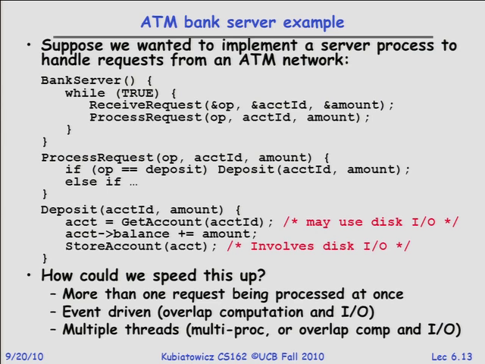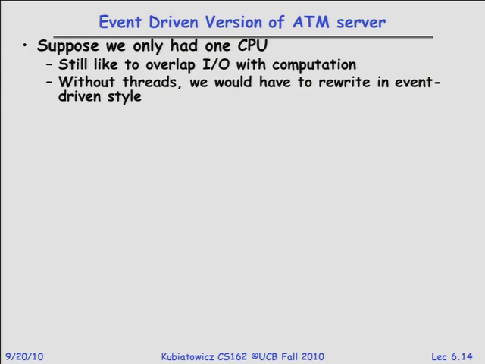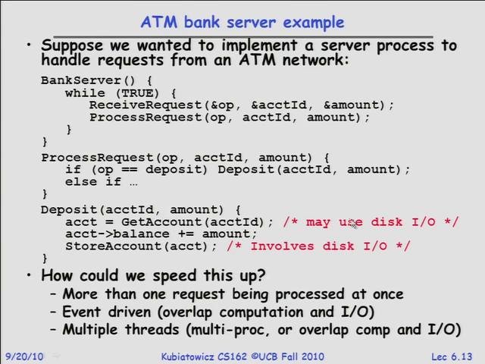All right. So suppose we only have one CPU, and you still want to overlap I/O with computation. Now, I didn't point out the red in the way that I wanted to. See, this may use disk I/O, this involves disk I/O. These are where we're going to slow things up for sure, because when you go out to the disk, it takes time, and when you write to the disk, it takes time. Does anybody know a good rule of thumb for how many CPU instructions are probably involved in a disk seek? Depends on the disk, so it depends, obviously. But give me an order of magnitude.